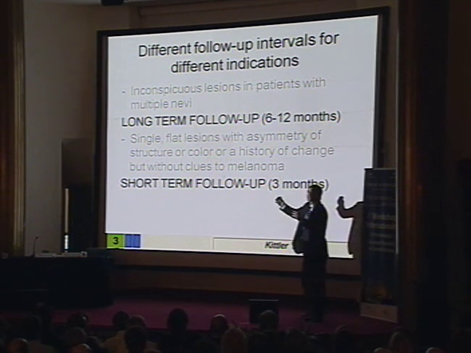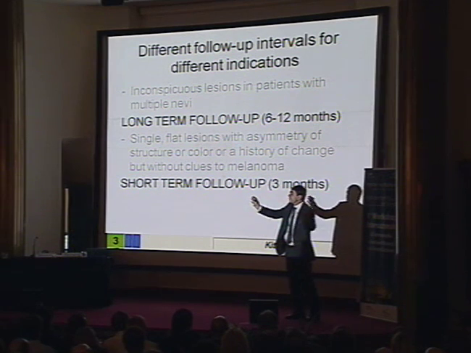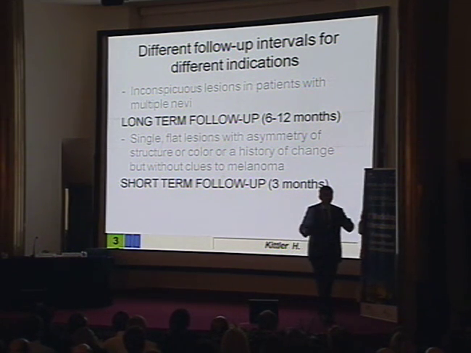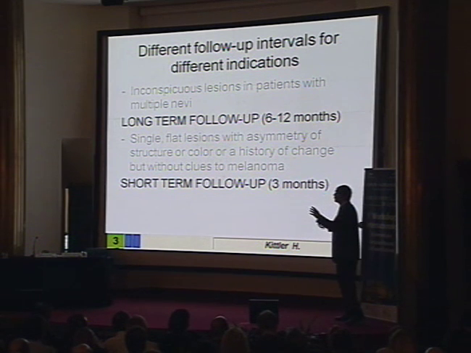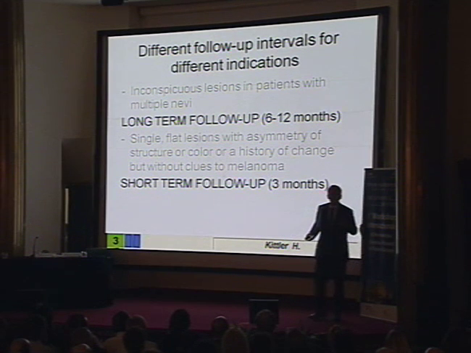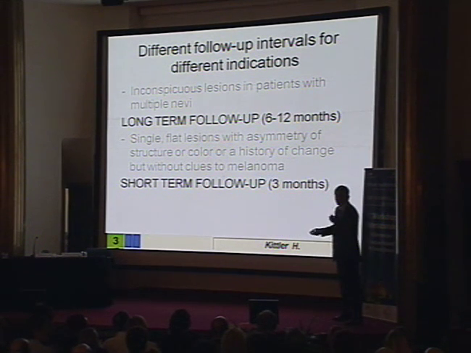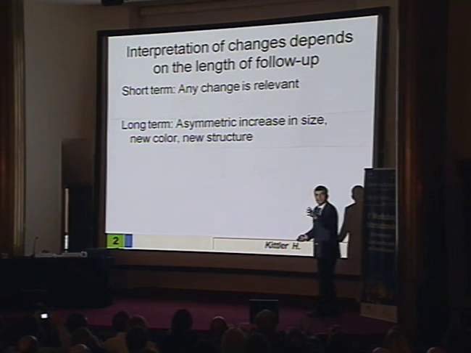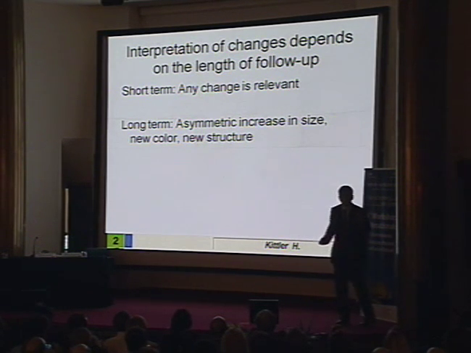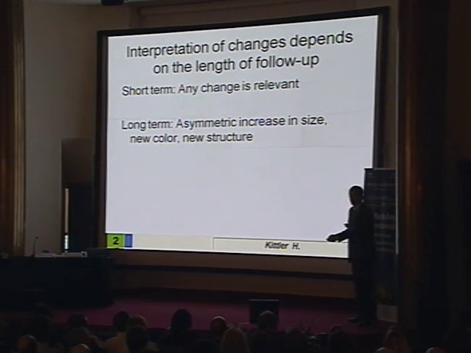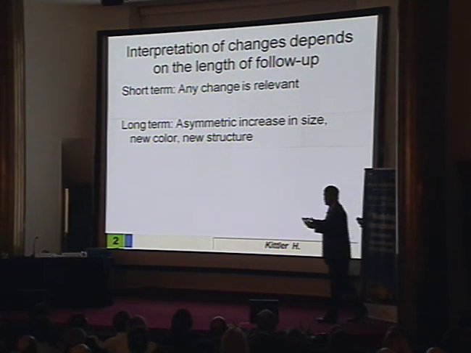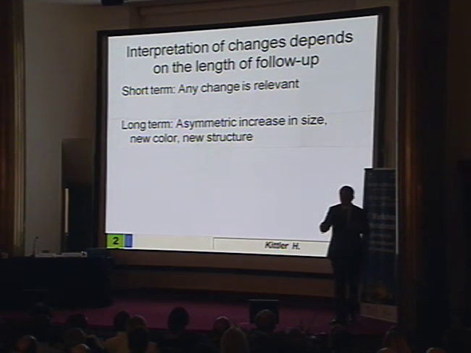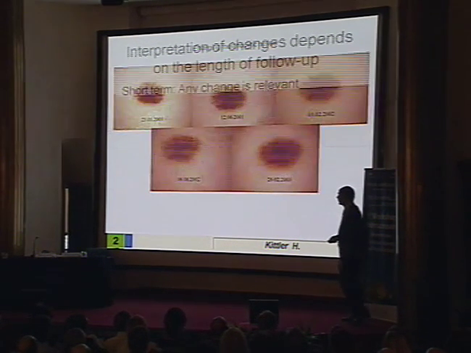If you monitor a patient 10 years, every lesion will change, benign or malignant. But if you monitor a patient 3 months, every change counts. So in short-term follow-up, every change counts. In long-term follow-up, you have to differentiate between symmetric or asymmetric increase in size. Short-term, any change is relevant. Long-term, there is only one relevant change, which is asymmetric increase in size, new structure, new color. Symmetric increase in size does not matter, or just darkening does not matter. It's not a significant change.